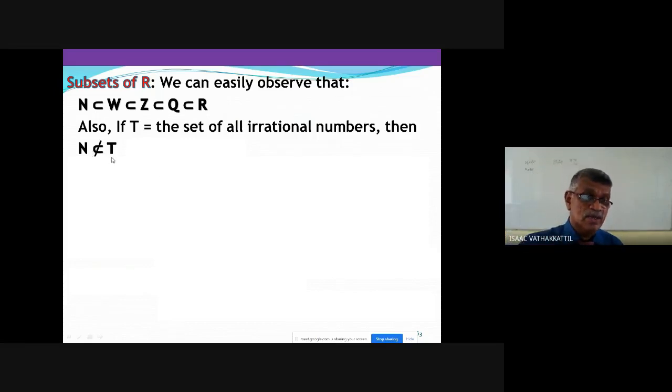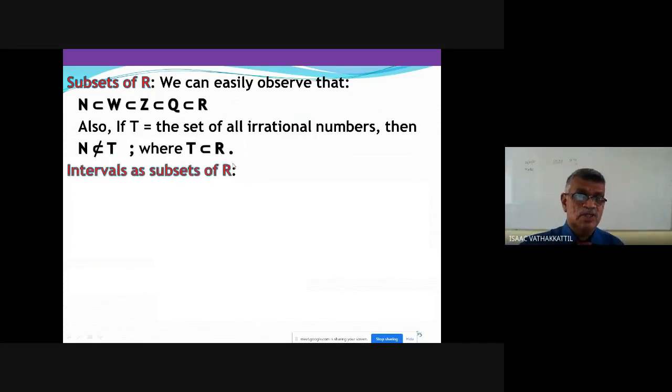N is not a subset of T, but T will be a subset of R. Now we are going to have a very modern definition. Intervals are subsets of R. Some subsets of R, what I have written here, may not be intervals. We are going to define some intervals.